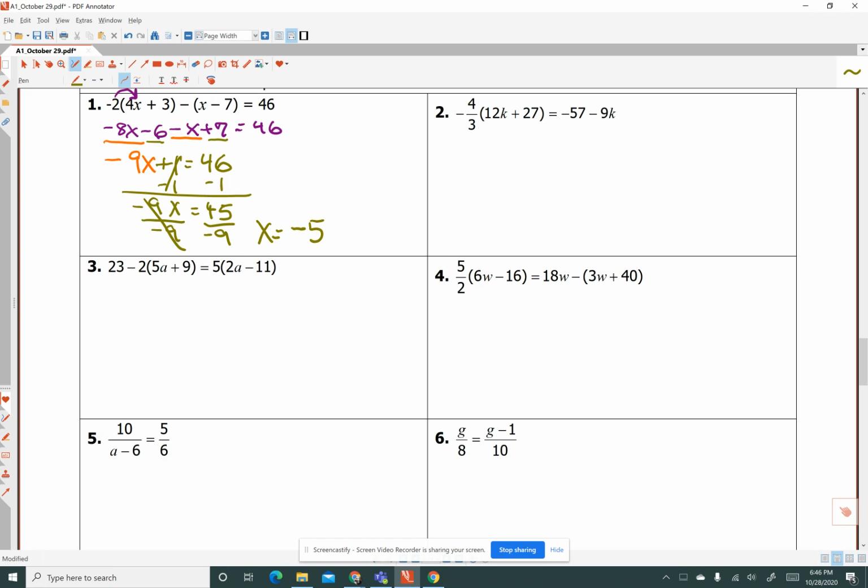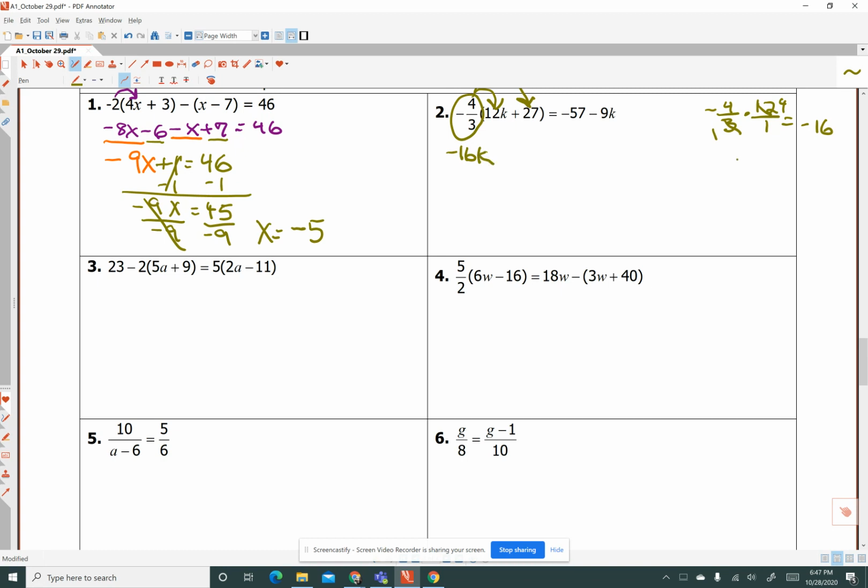In number 2, we've got a fraction. Couple of ways we can handle it. Really, what's happening is we're going to distribute -4/3 and multiply it times 12 and multiply it times 27. Remember, you can always make a sidebar. -4/3 times 12 over 1 equals negative times a positive, that would be -16.